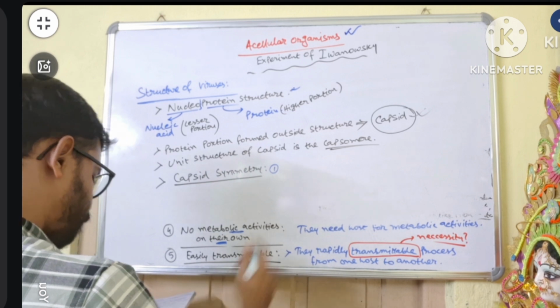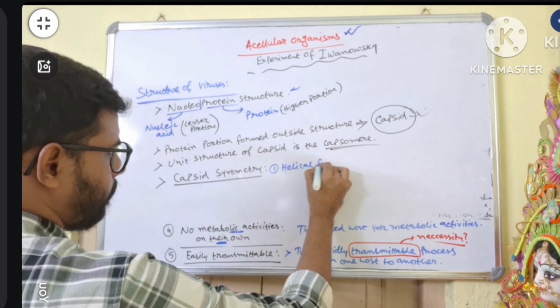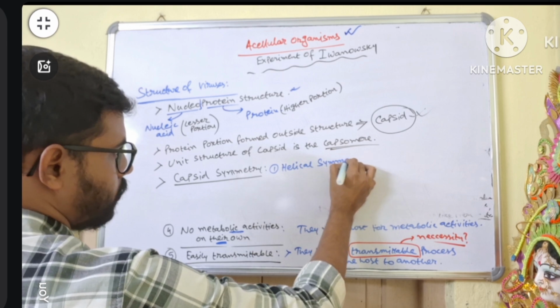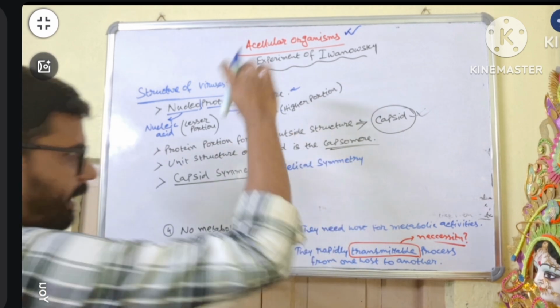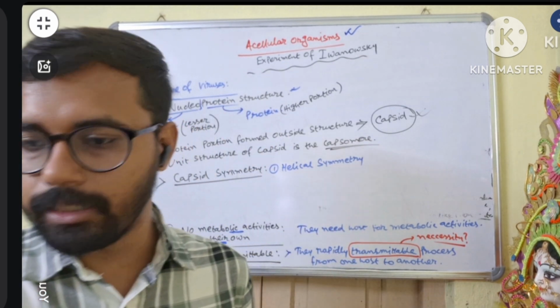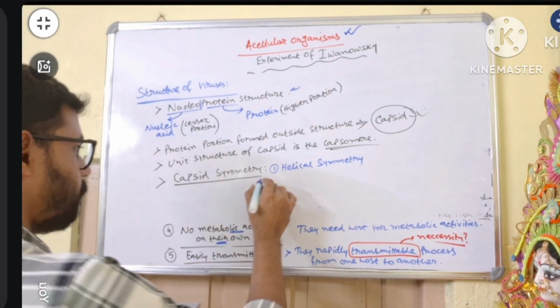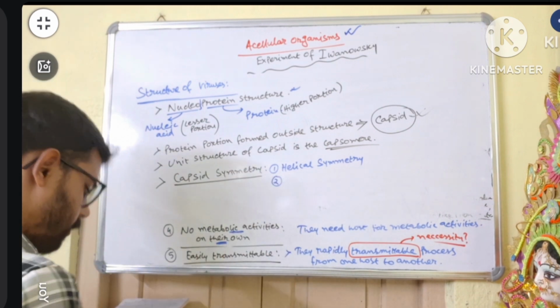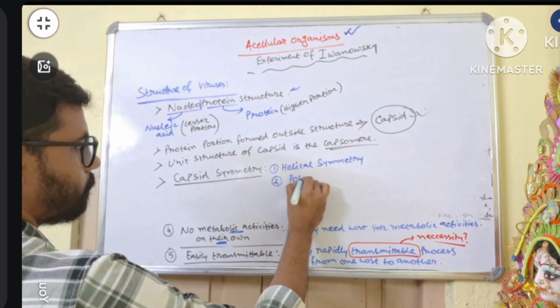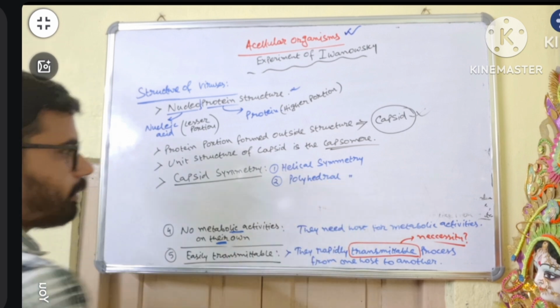One is helical type, helical symmetry. Capsomeres are arranged together to form a helical shape of the capsid. It is very common. Another very common capsid symmetry is polyhedral, polyhedral symmetry.